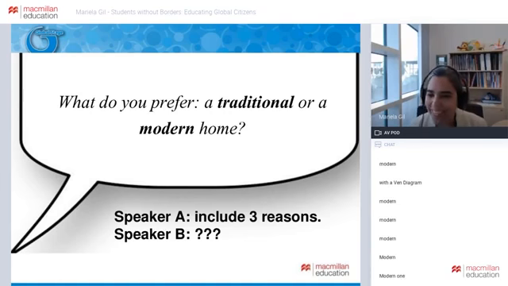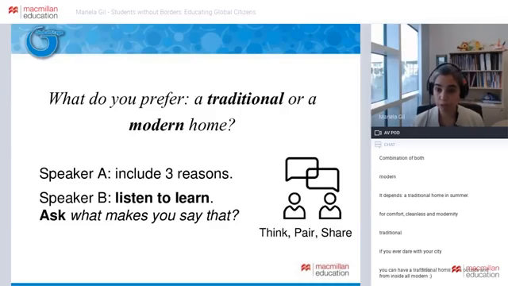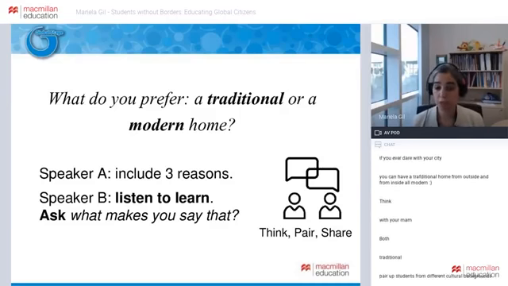So what do you guys prefer? I see lots of people prefer a modern home. Some people prefer both. Some people prefer traditional. So if you had this activity in your classroom, how can you make it more of a global citizenship activity? What can you do? One thing that you could do is you can give each student a task. So student A, include 3 reasons. That helps them practice their language. That helps them give information about why of their decision, right? Why do I prefer a traditional home? These are the things that I like about a traditional home.